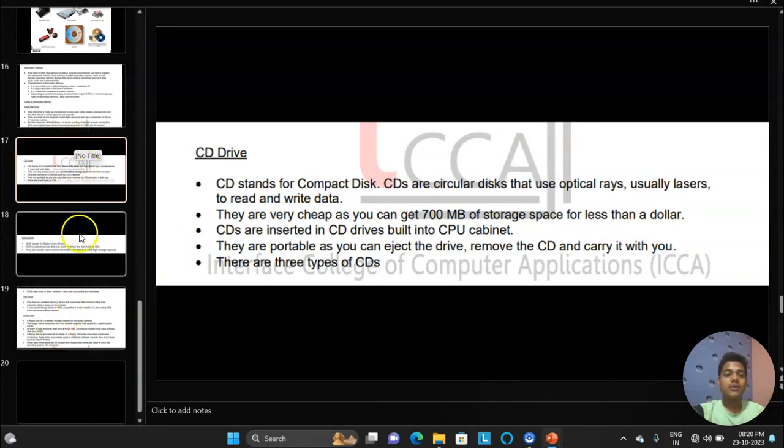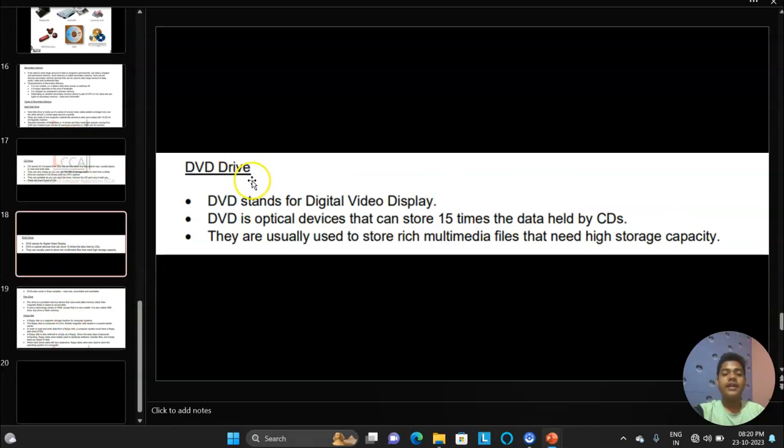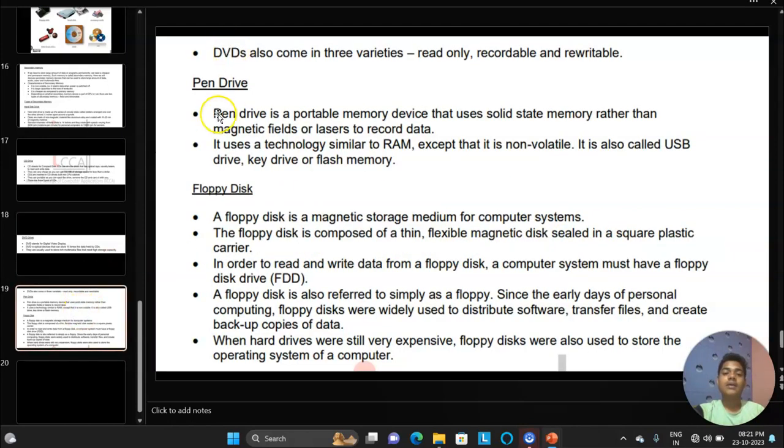Next we go to the DVD drive. DVD stands for digital video disc. A DVD is an optical device that can store 15 times the data held by CDs. They are usually used to store rich multimedia files, meaning files that need high storage capacity. DVDs also come in three varieties: read-only, recordable, and rewritable.